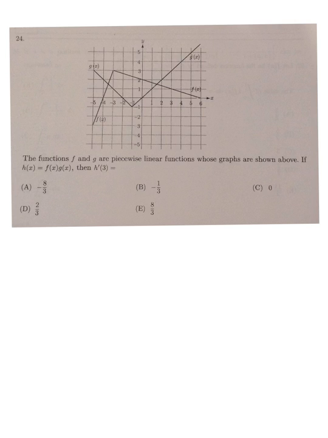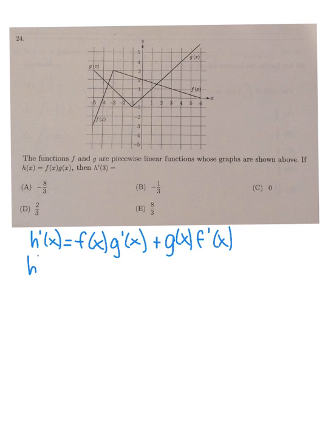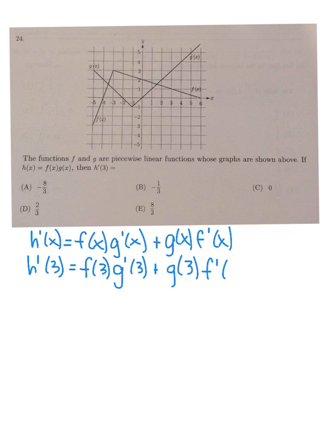So I'm going to just start with finding, obviously, h prime of x. So I'm going to do the product rule. I'm going to take the first times the derivative of the second, plus the second times the derivative of the first. And then they want me to throw in 3, right? Okay, so this isn't so bad, I promise. So I'm going to be looking for f of 3, g prime of 3. I'm going to be looking for g of 3 and f prime of 3.